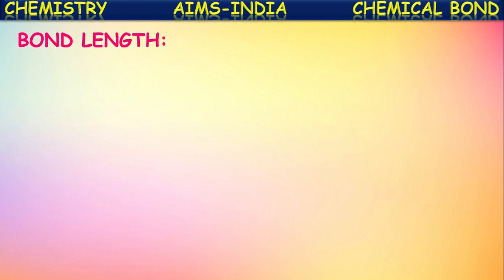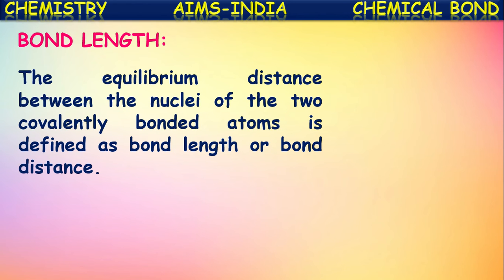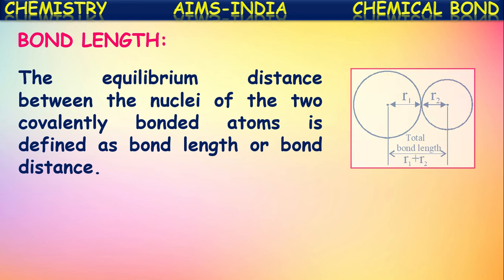Now let us talk about bond length. The equilibrium distance between the nuclei of two covalently bonded atoms is defined as bond length or bond distance. For example, say these two are the atoms participating in the covalent bond formation. This is the distance between the two nuclei of these atoms. If you are able to calculate this distance, this is called bond length. The distance between the nuclei of two covalently bonded atoms is defined as the bond distance.